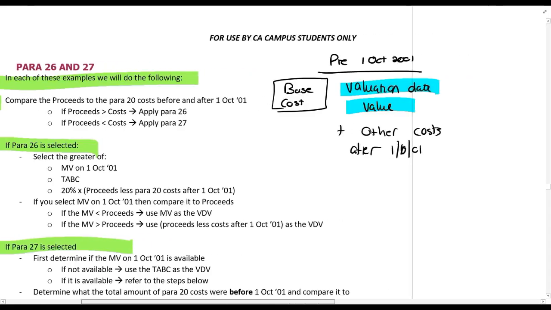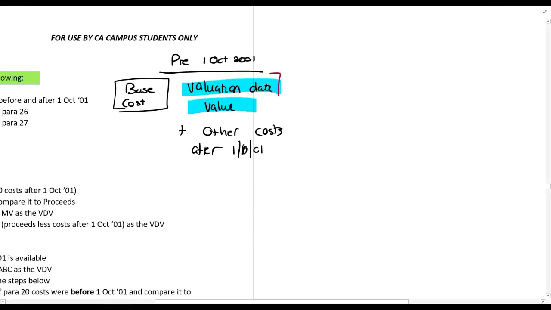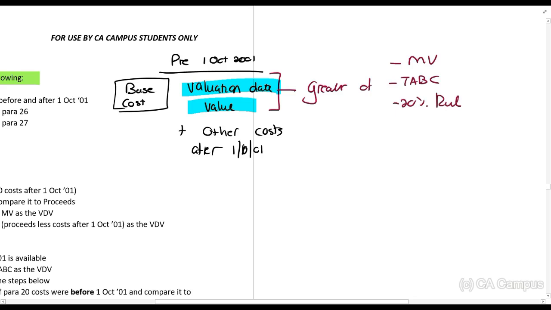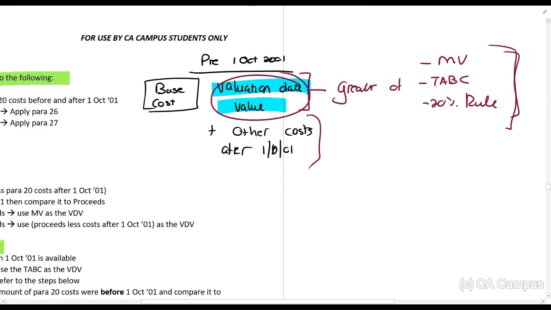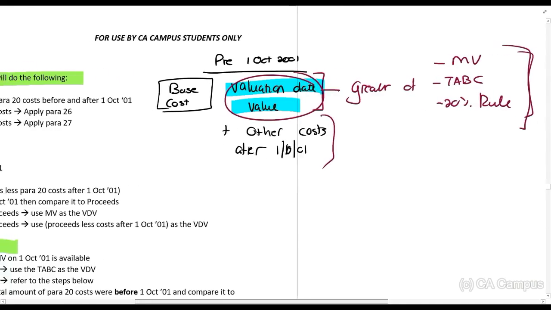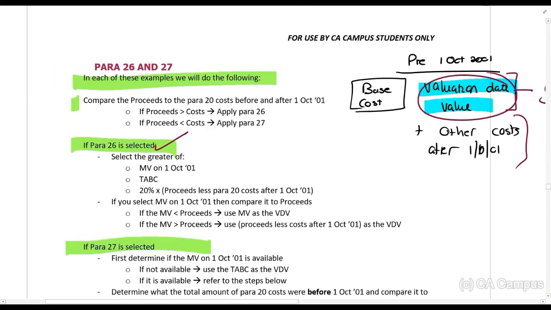If you can't come right, guys, then take this valuation date value and in an exam just write that it is the greater of market value, time apportionment base cost, or the 20% rule. You choose whichever one is the biggest, you use that amount, and you carry on. Very often you'll be correct, and in my opinion this is a quick way of doing it. It won't necessarily be correct. It will be correct if it's paragraph 26, but if it's paragraph 27, you won't necessarily be correct.